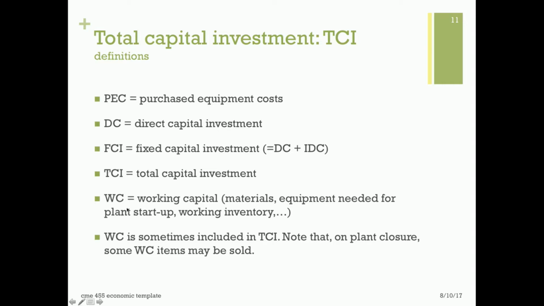We'll also call out working capital, which is the materials, equipment needed for plant startup or working inventory. For example, if we're going to start up something that has lots of distillation, we'll probably have to buy some solvents to put into the columns to start the plant up. That would be working capital because we can sell those items if the plant closes down. We can sell the solvents back on the market.